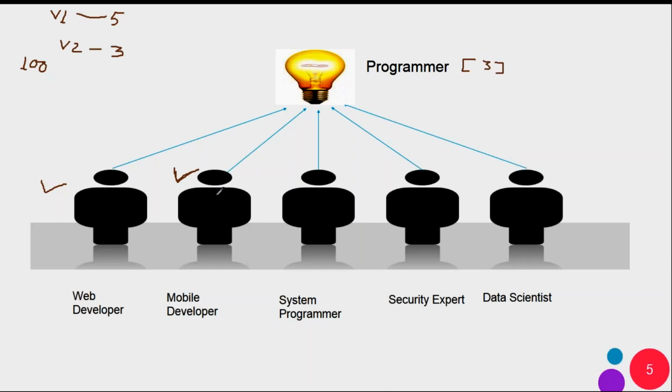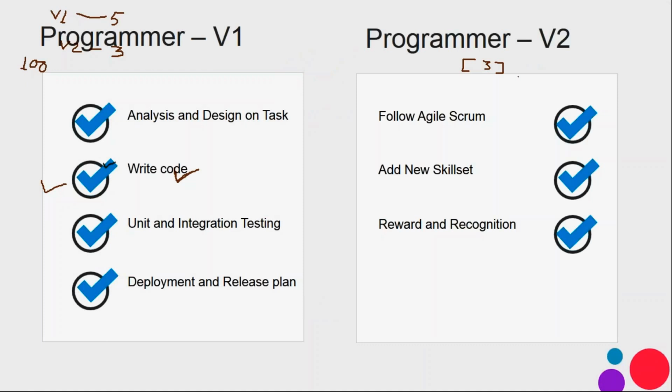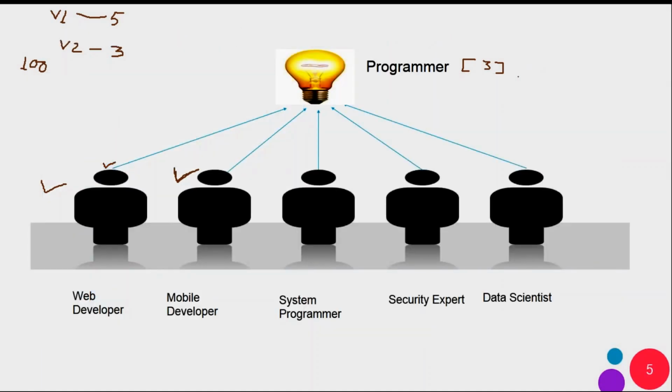And suppose, for example, the web developer and mobile developer continuously come up to you saying, please add these three features now, we really need this. And you have implemented all these three features, like the award and recognition, or whatever we have discussed earlier, these new skill set and the agile scrum also. Those were needed by the web developer and the mobile developer.